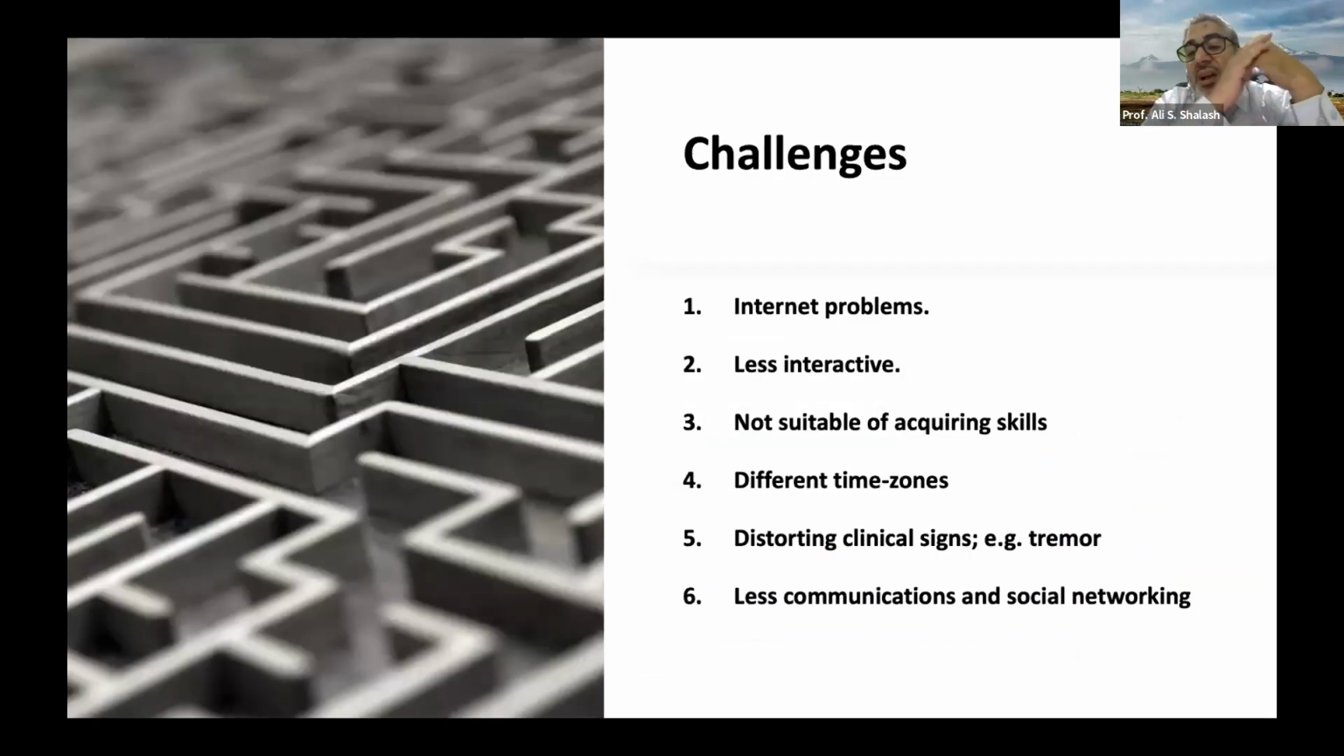But of course, as you know, we have some challenges in using telemedicine in Africa, like internet problems in some places, less interactive. But as you saw, we tried to increase interactivity and discussion through different innovative formats of courses. And also not suitable for acquiring skills, but we tried to cover this to some extent. Different time zones, that is not a big problem in Africa, but maybe all over the world, it could be a big problem. Distorted clinical signs like tremor.